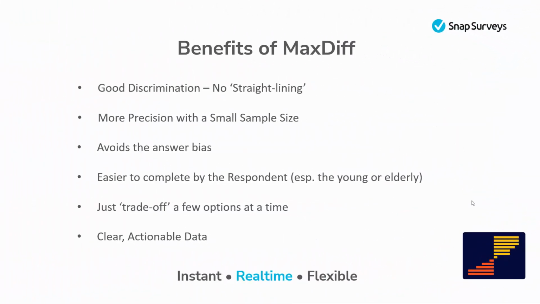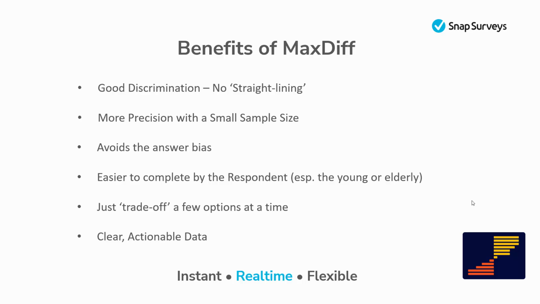So hopefully that's given you a good overview of what MaxDiff is and how it can be used to drive your decision making across your projects. To recap the benefits of using MaxDiff over standard rating and ranking questions, it gives you good discrimination, meaning that we're not faced with straight lining of your answers. Because of this, we can get more precision in our data using a smaller data set of respondents.